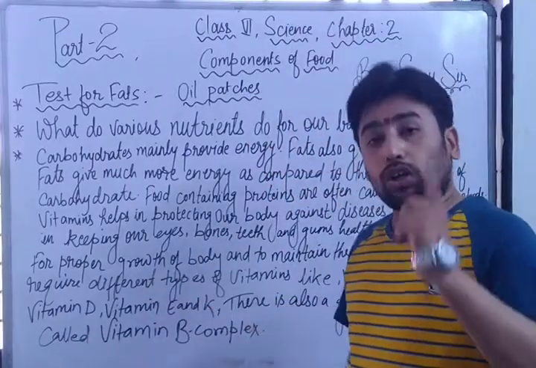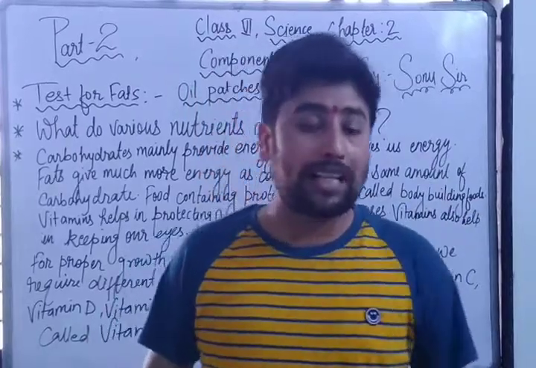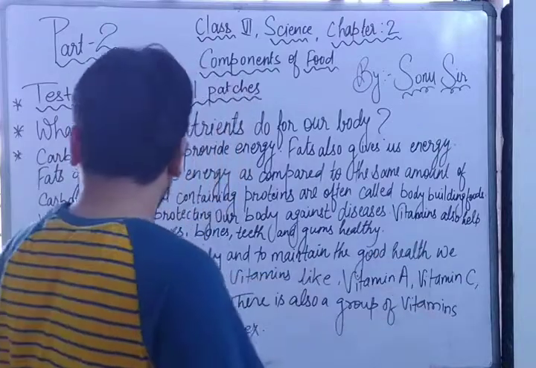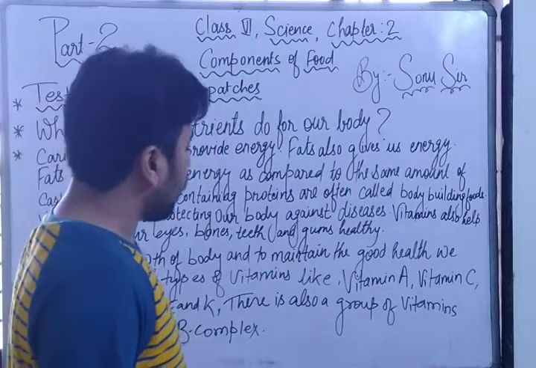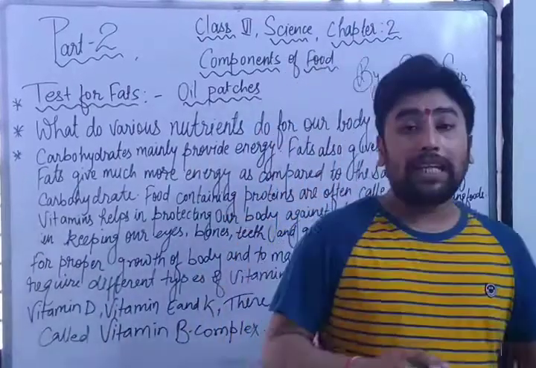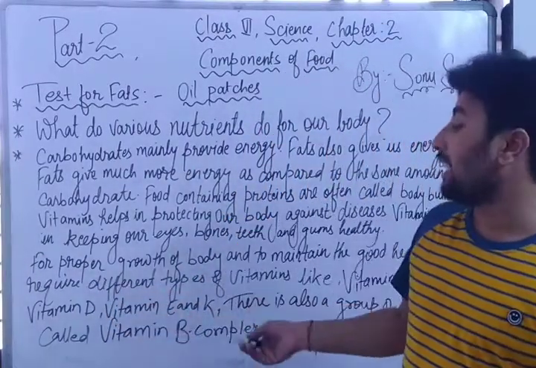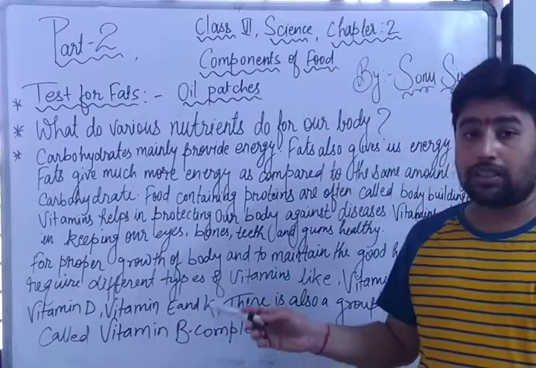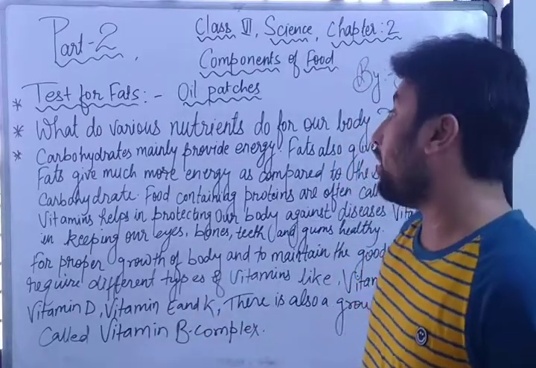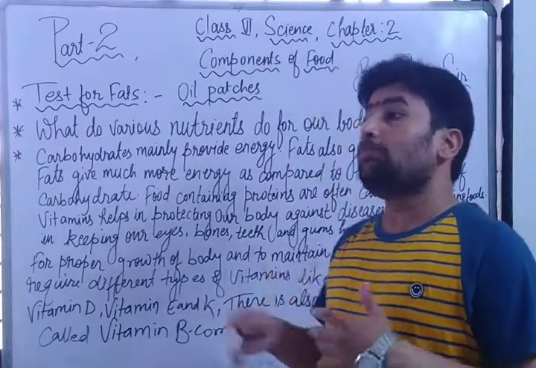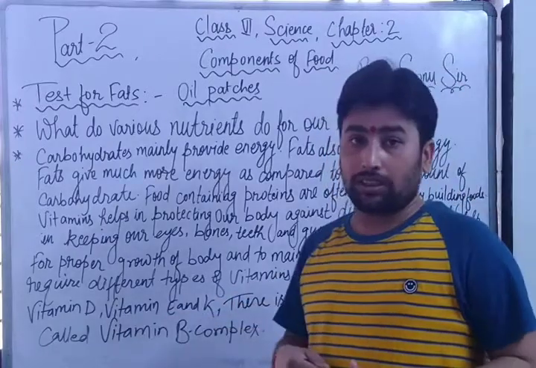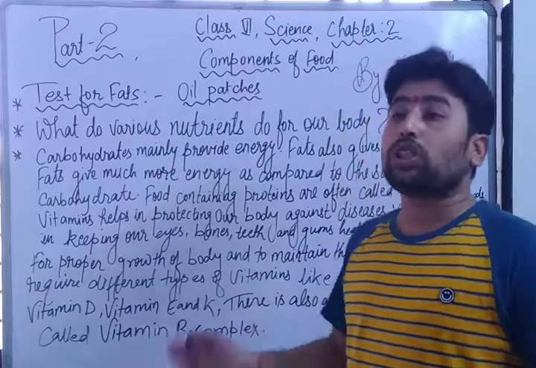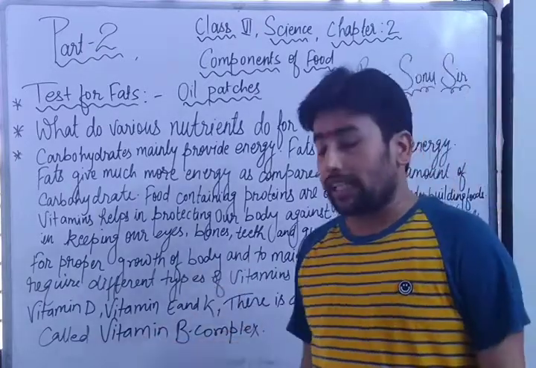So to maintain your growth, development and body balance, we require different types of vitamins like vitamin A, vitamin C, vitamin D, vitamin E and K, and there is also a group of vitamins called vitamin B complex. Here I have mentioned only the types of vitamins. In the next video I will mention what the sources of vitamins are, what the symptoms are due to the lack of these vitamins, what the causes of the diseases are if you are not taking those vitamins, and which type of food you will eat so you will get these types of vitamins.